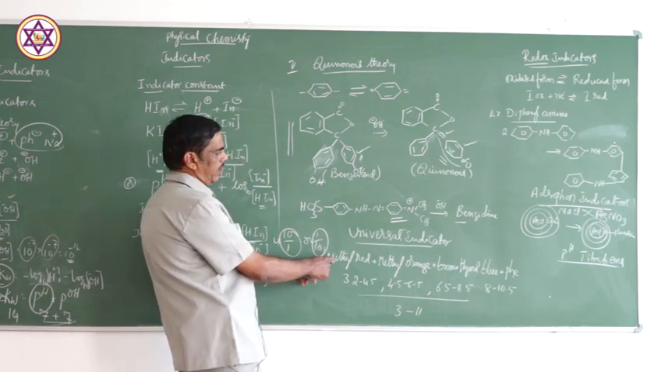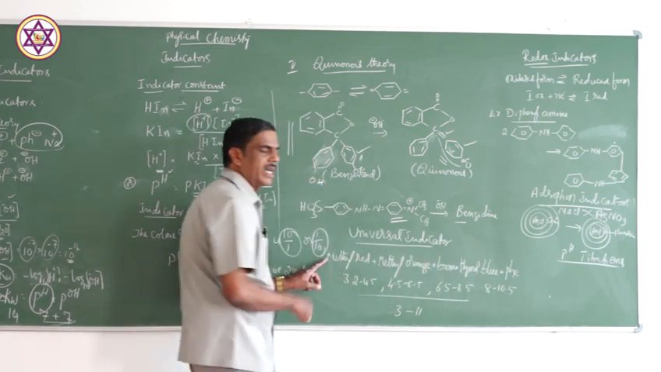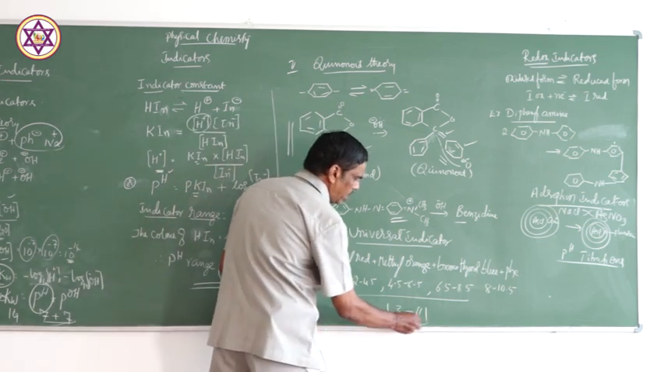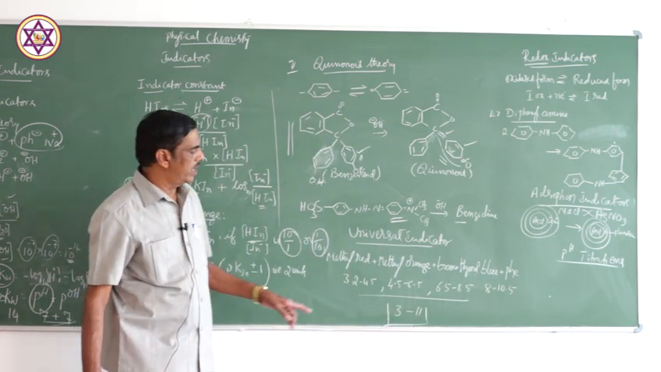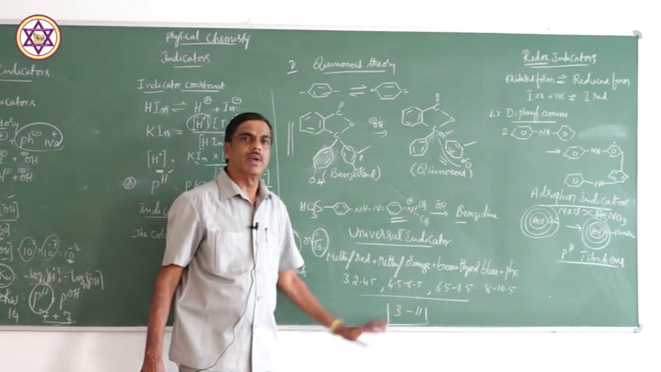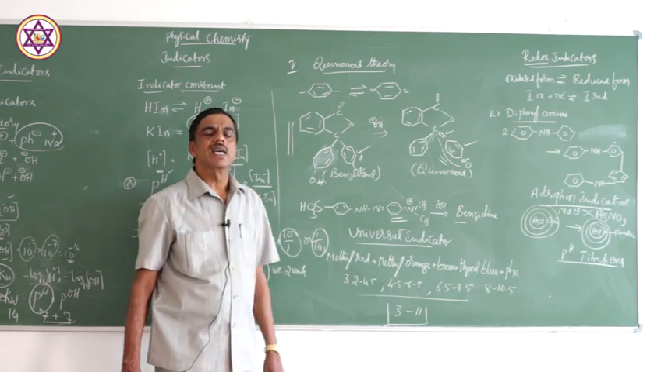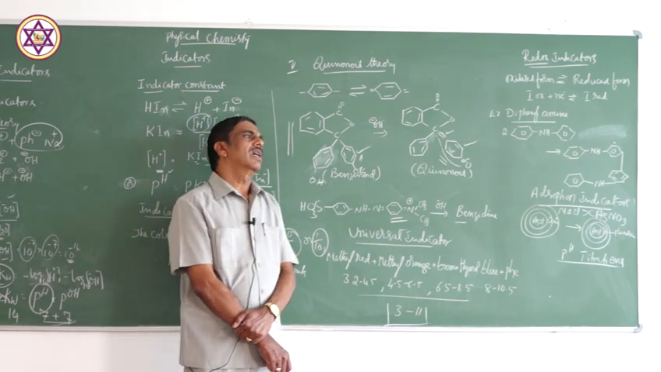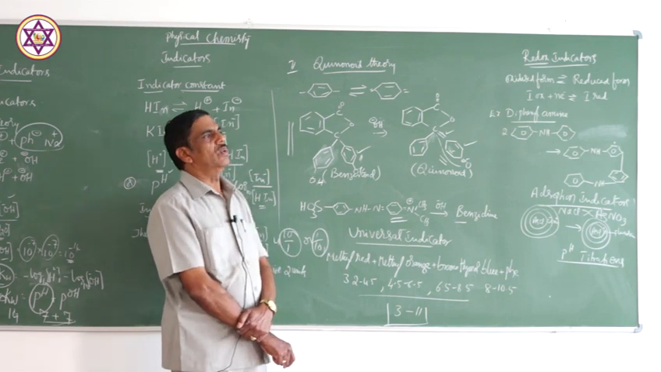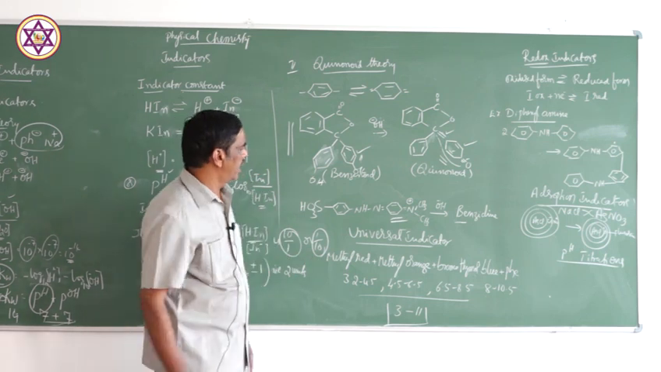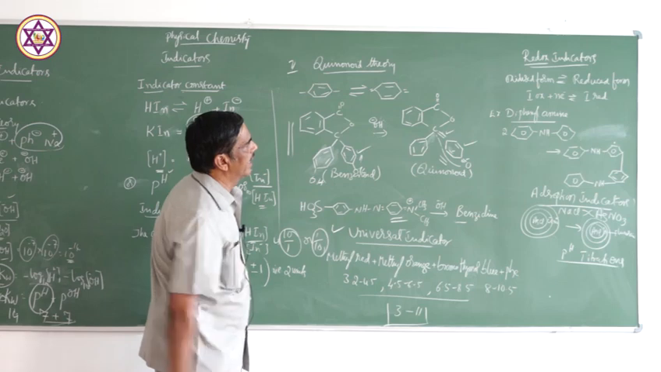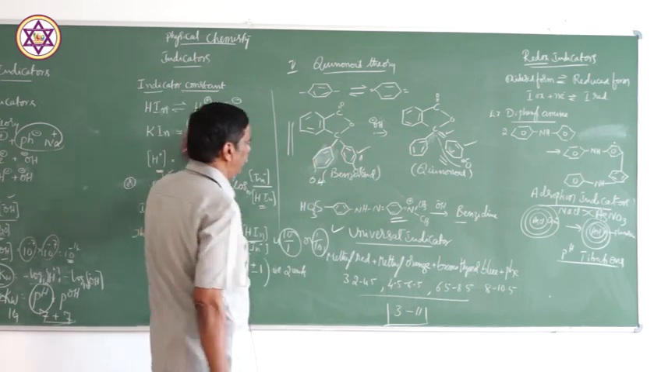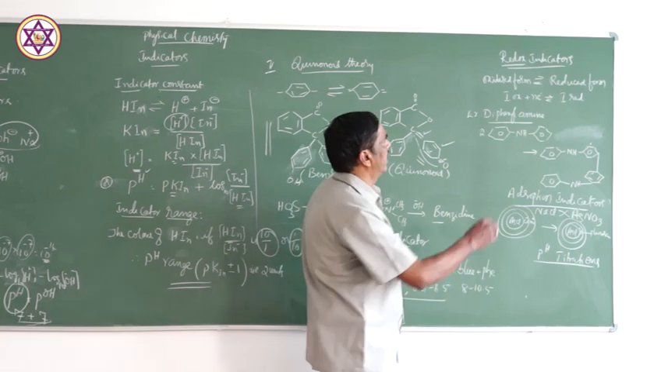So, if you take these 4 indicators as a mixture, the pH range of this mixture is very large. The pH range is from 3 to 11. So, that type of indicators are called universal indicators. Universal indicators are a mixture of indicators which has a wide pH range. So, that is about acid base indicators. In detail, this is the explanation about acid base indicators.